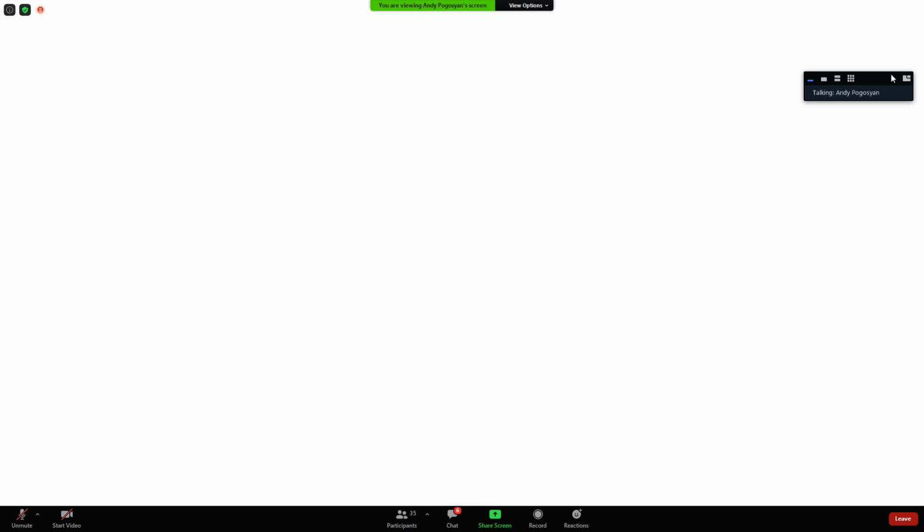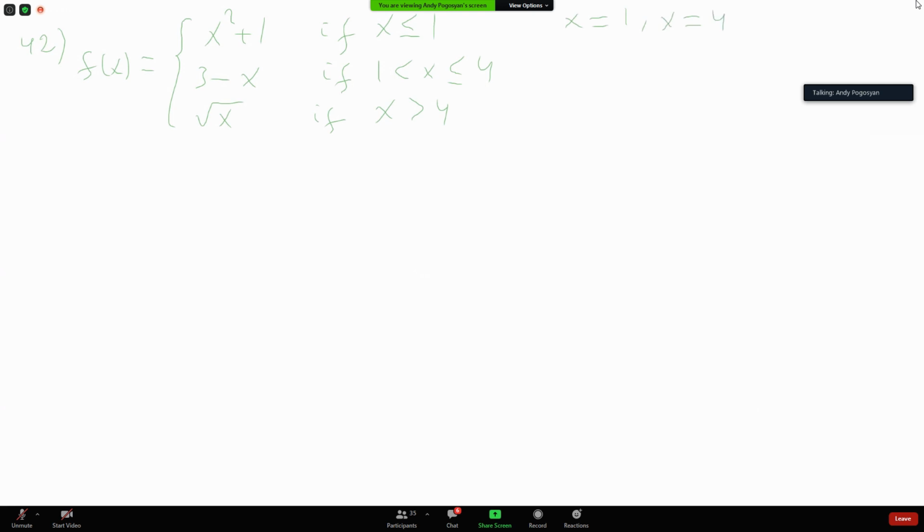So 42, f of x equals x squared plus 1 if x is less than or equal 1, 3 minus x if 1 is less than x less than or equal 4, square root x if x is greater than 4. So discontinuities may happen at 1 and at 4. We need to find out.